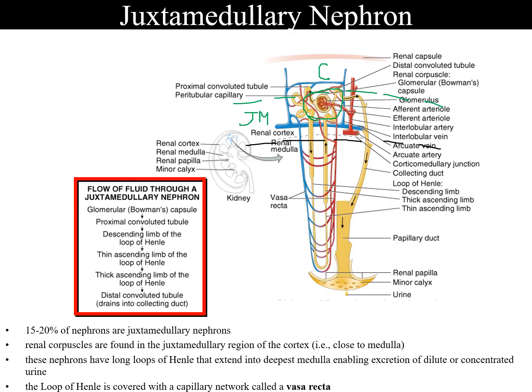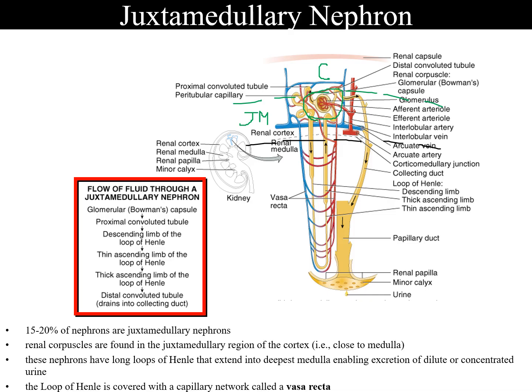Do not be afraid of the term juxtamedullary. To juxtapose something means to put something on top of something else. So this renal corpuscle is on top of the medulla. That's where the name juxtamedullary came from. These nephrons have very long loops of Henle that extend very deeply into the medulla. And the reason why is these nephrons are responsible for tweaking the composition of our urine to produce either dilute urine or concentrated urine.